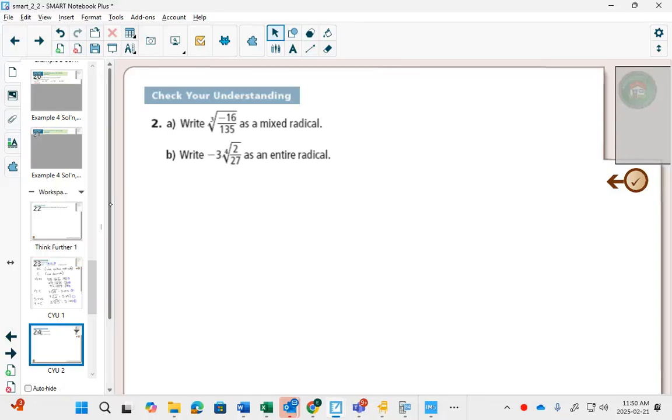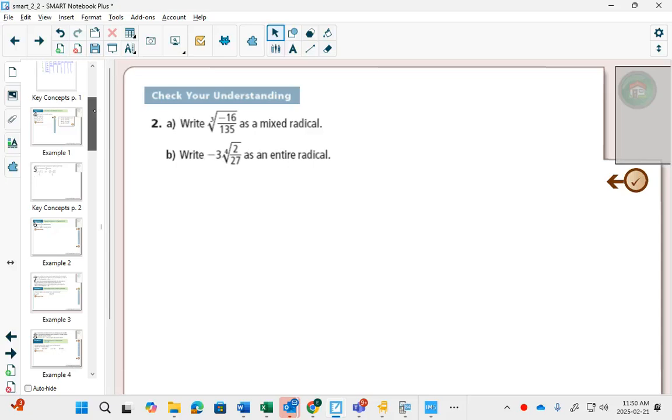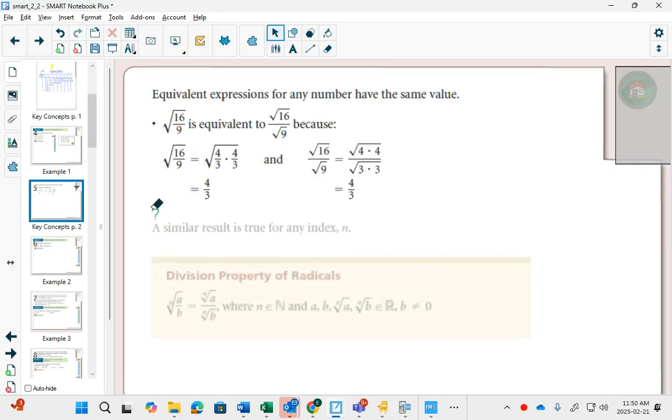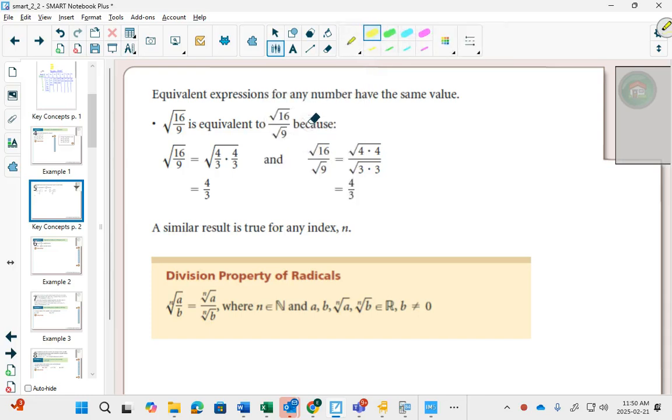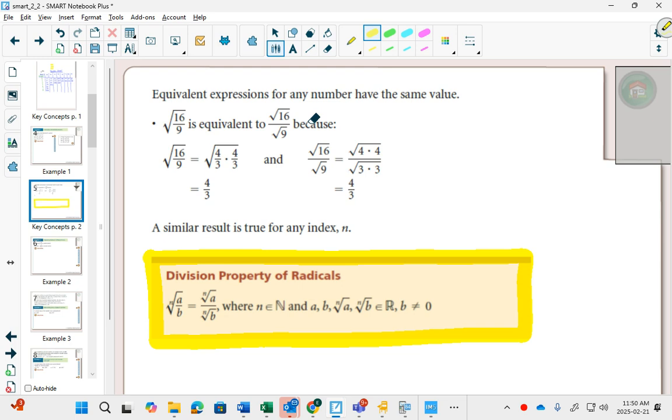We want to write something as a mixed radical. And actually, right before example 2, there's a little note above it. I'm going to just highlight it. Since you're allowed to multiply any square roots, and multiplying and dividing are very similar, you can also break things up with dividing, or combine things with dividing. And sometimes this can be really nice and really helpful. So this is right above example 2.